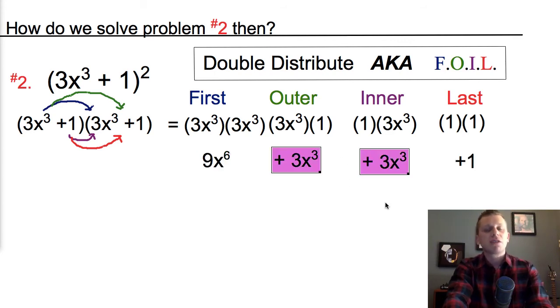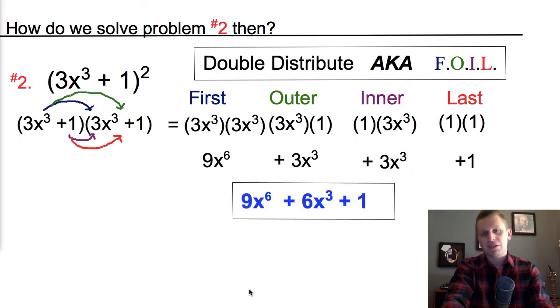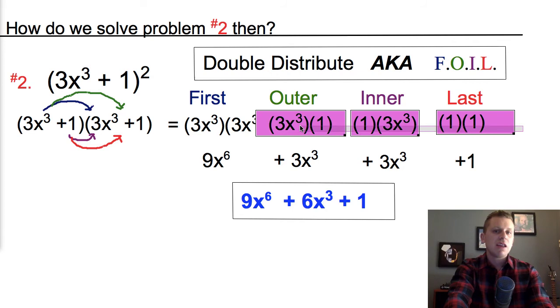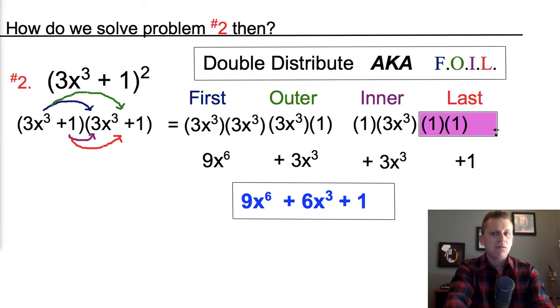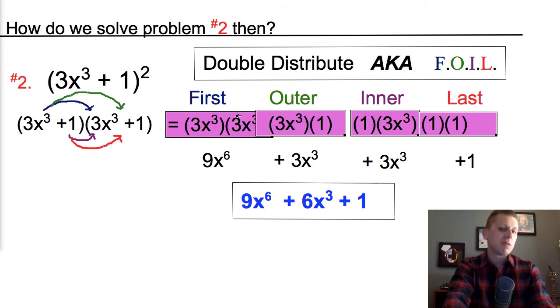3x cubed and 3x cubed are like terms. When you combine them, just add the coefficients and keep the variable piece the same. Those would combine to 6x to the third for a final answer that looks like this. Now, when you're actually doing this yourself, and I'm not sitting here explaining it, this step here really never happens. If you want to do this step now, because it helps you at the beginning, that's fine.